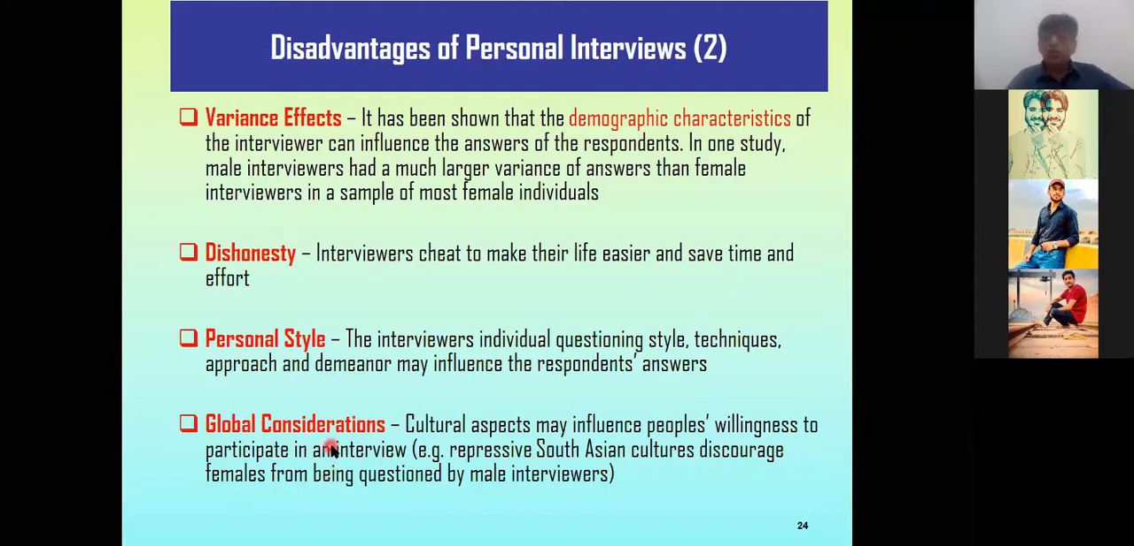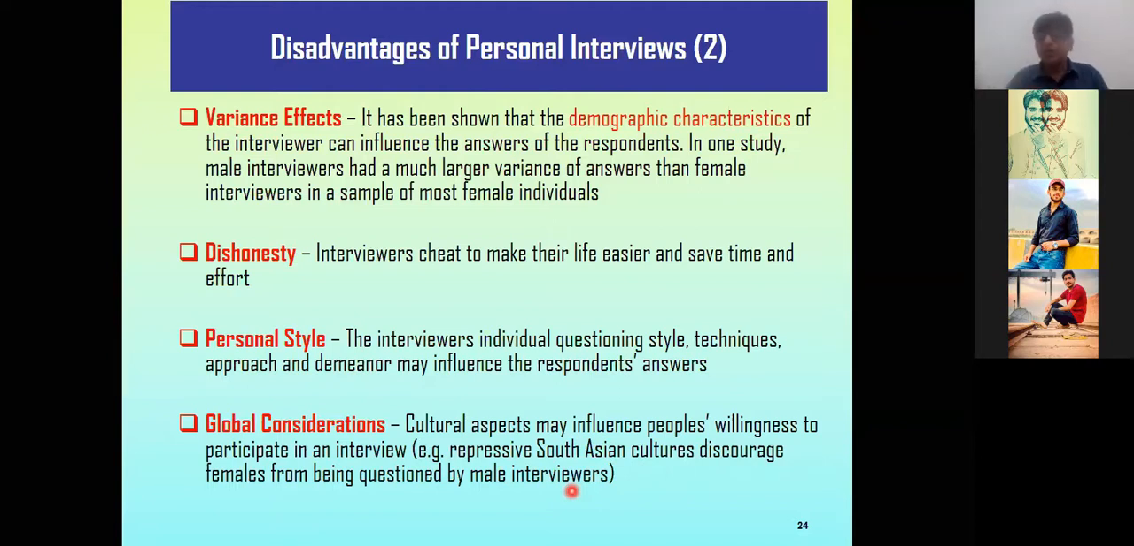And then globally, if we talk about the interview, a disadvantage is the culture influence. Culture has much influence on the willingness of people to participate in the interview. For example, in our South Asian culture, where India, Pakistan, Bangladesh, Maldives, Sri Lanka, and one or two other countries are, that culture discourages females from being questioned by male interviewers. If you are sending male people to ask certain questions regarding females, our culture does not encourage this type of interview.